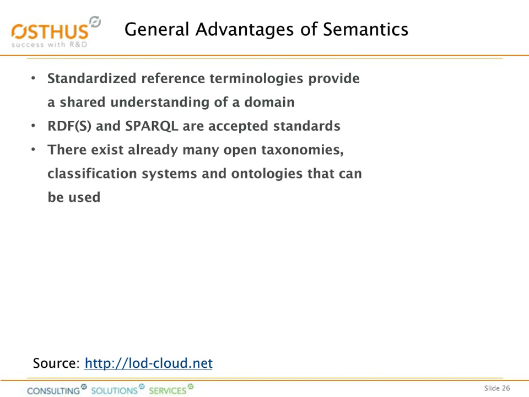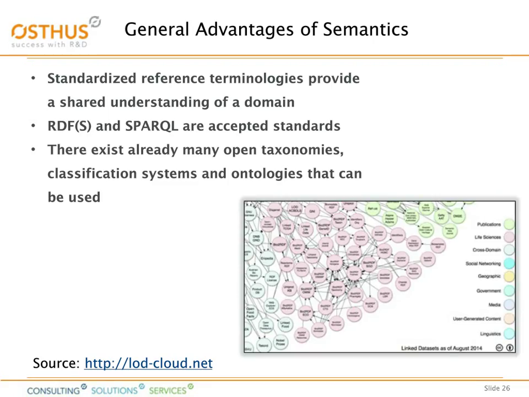So what are the general advantages of semantics? It's a standardized reference terminology which helps us to understand a domain. So I speak the same language as somebody from outside of my company because we understand the domain and we use the same terms. RDF and SPARQL, they're accepted standards. And what's also very nice is that there are many open taxonomies, classification systems, and ontologies out there which you can already use.